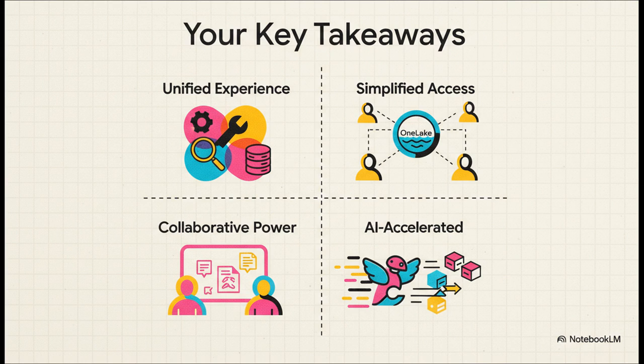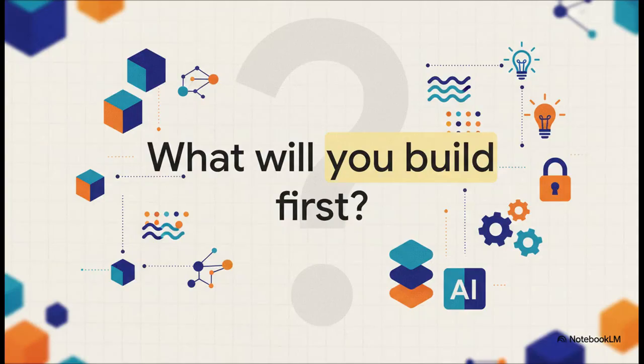Second, access is simplified with OneLake. You have one single source of truth for all your data. Third, it's built from the ground up for teamwork with those collaborative workspaces. And finally, the whole thing is AI accelerated, with Copilot acting as your smart assistant to make everybody better and faster at their job.